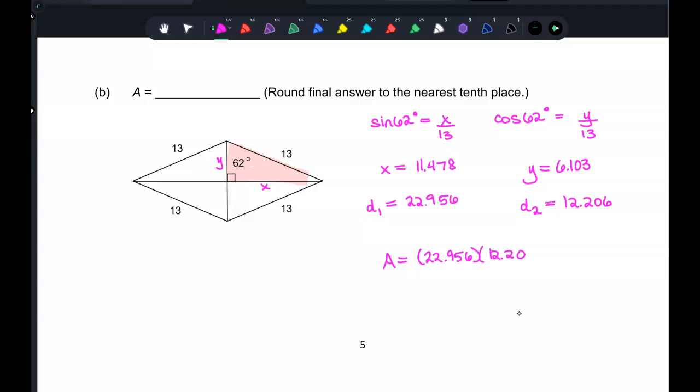And then you just do those divided by 2. Notice, I didn't really need to multiply the second one by 2 because I have to divide by 2 ultimately. So what I could have done is taken D1 times 6.0103.